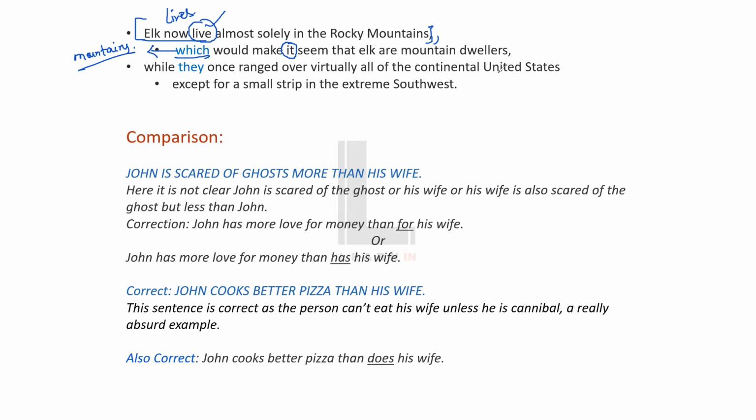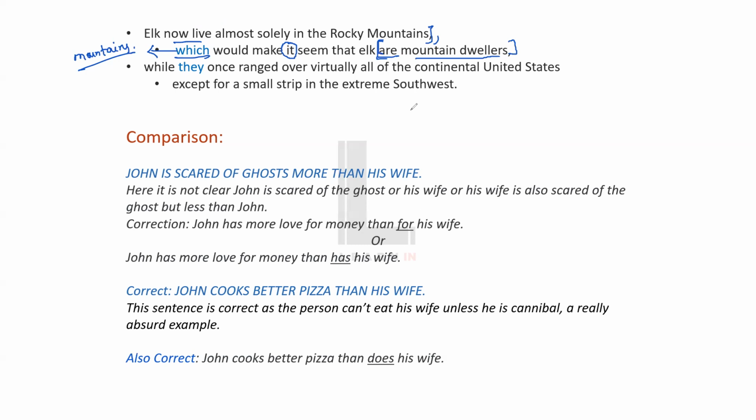Okay. It seems that elk are mountain dwellers. Now, this has become very big, right? Now we have to do what? We have to say, okay, we were wrong, we are talking about the whole clan of elk, right? Elk now live almost solely in the Rocky Mountains.